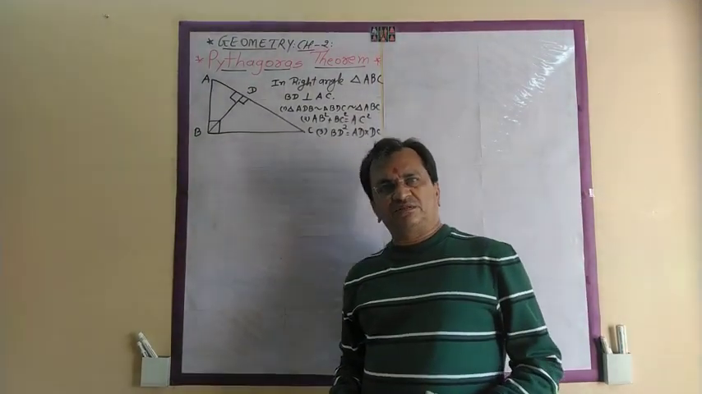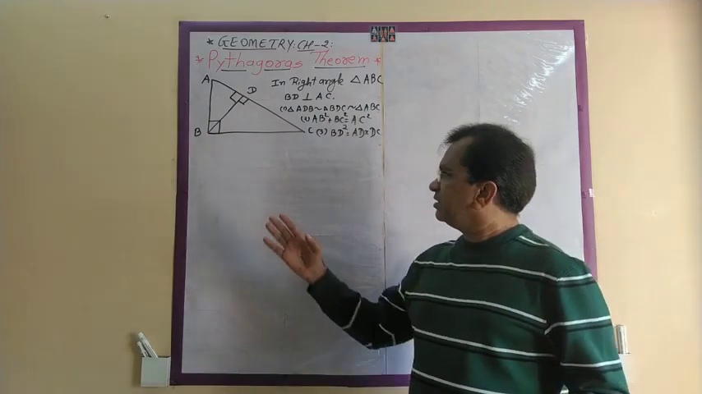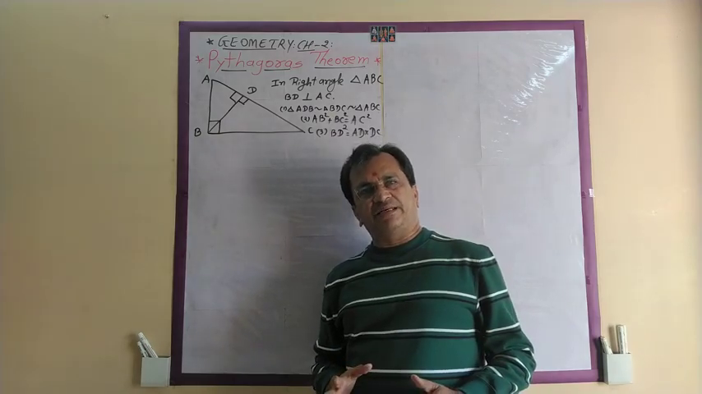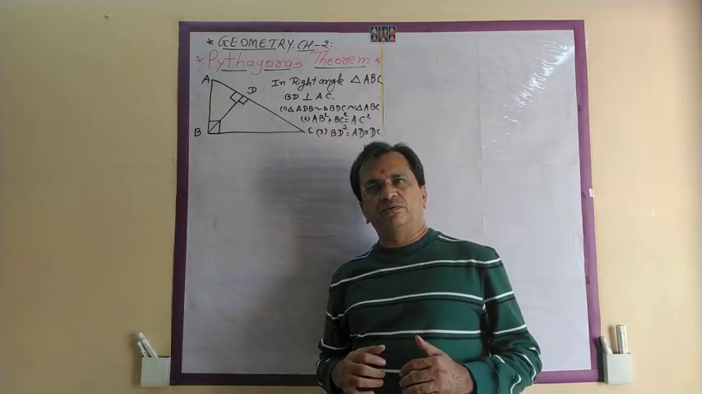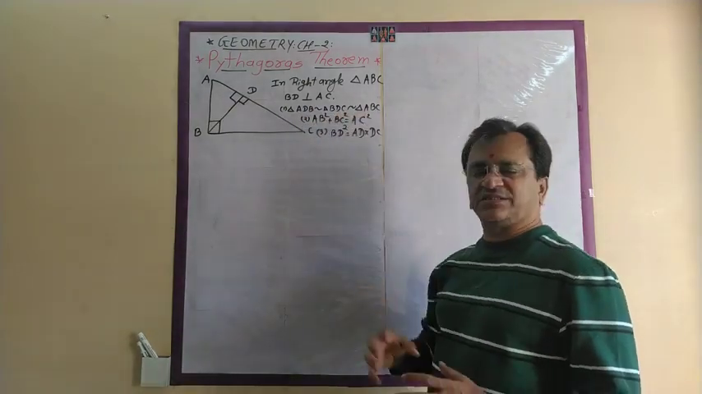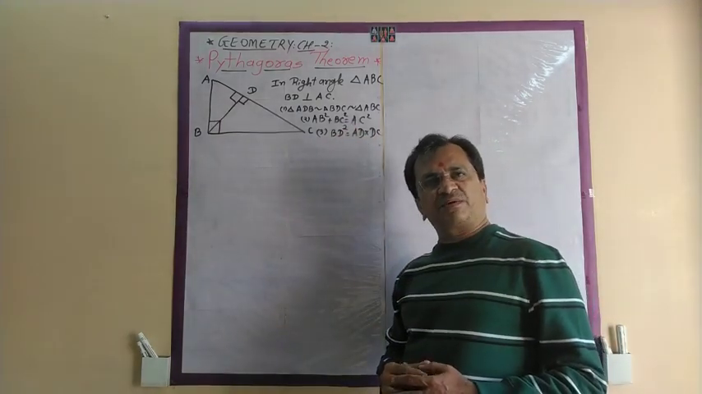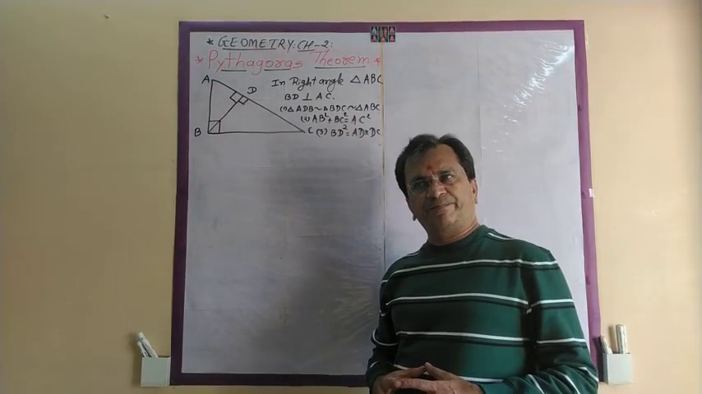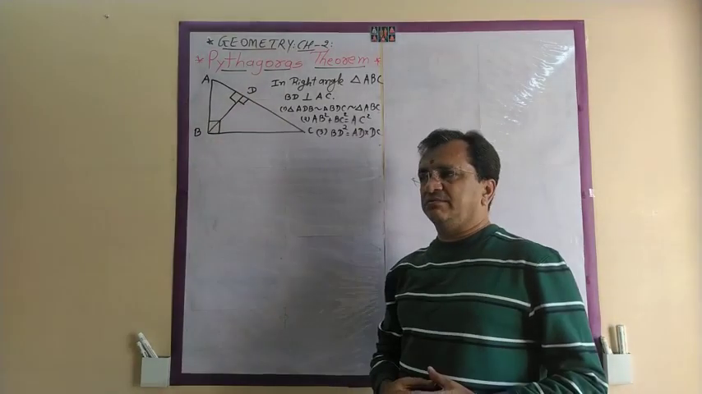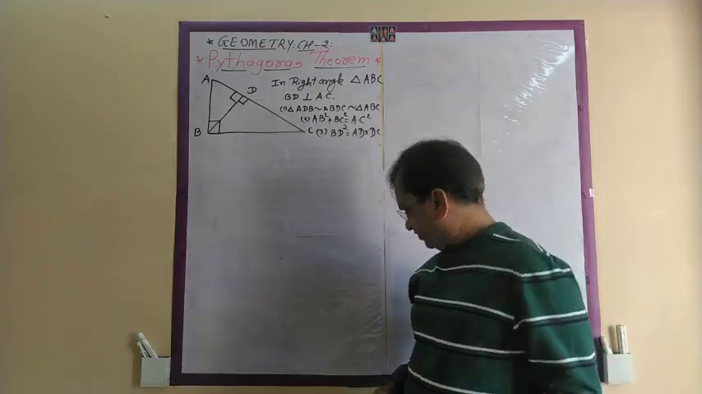Today we will start with geometry chapter number 2, Pythagoras. With this diagram, right angle triangle ABC, we will prove three theorems: that the three triangles are similar to each other, then the Pythagoras formula AB square plus BC square is equal to AC square, and then the geometric mean, that BD square is equal to AD into BC.